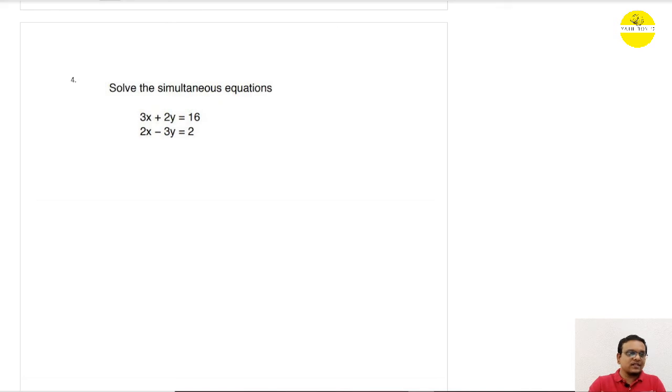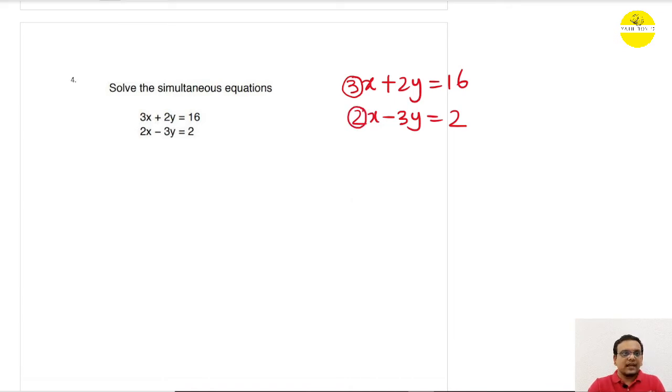Okay, so in this question, see, I'm trying to write the question again. 3x plus 2y is equal to 16. Here we have 2x minus 3y is equal to 2. Okay, now listen. The coefficient of x in the first equation is 3, and in the second equation we have 2. And in this case, y is also different, 2 and 3. Now what we should do?